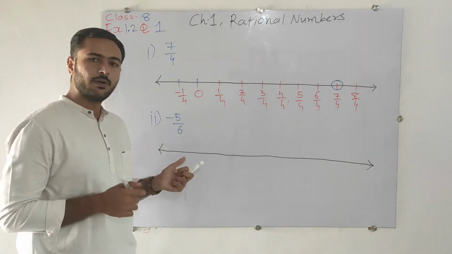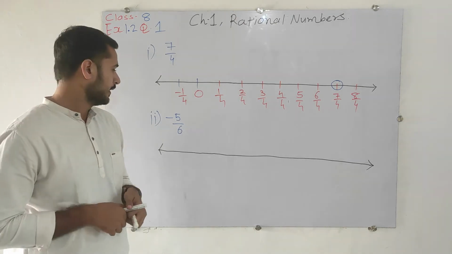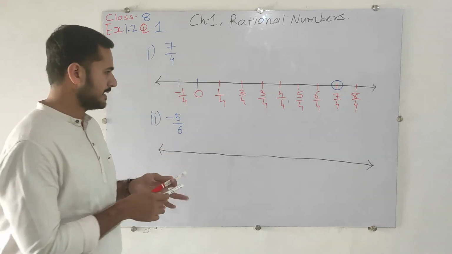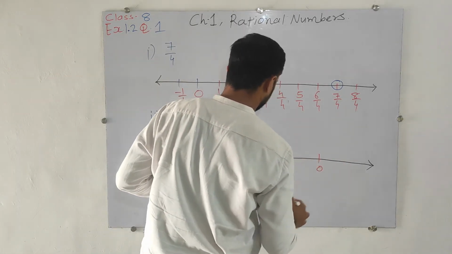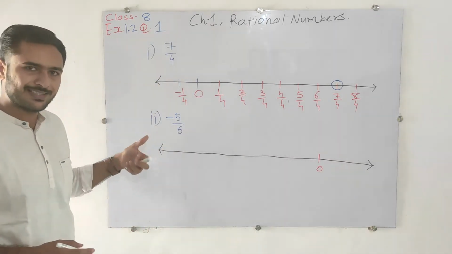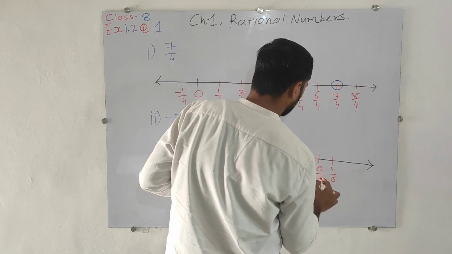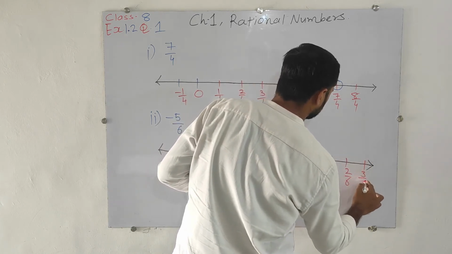Now, the second one, that is minus 5 by 6, we have to show. It means the denominator is 6, so we will write each and every number with the denominator 6, fine. And we have to go till minus 5 on the left hand side. It means I should write 0 somewhere here. And the denominator is 6, it means we will write 1 by 6. And you can write 0 by 6 also. 2 by 6 and 3 by 6.